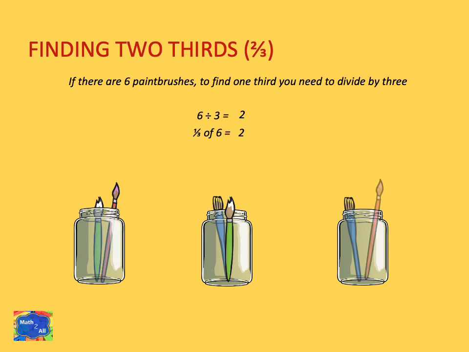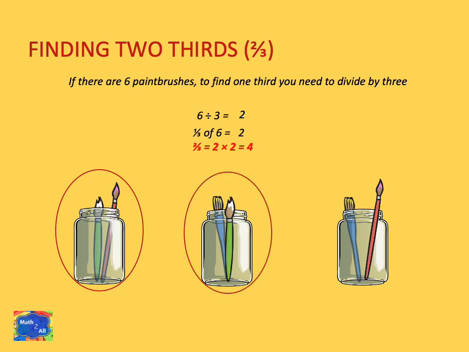Great. We agreed that 1/3 equals 2. To find 2/3, you need to multiply by 2. 2 multiply 2 equals 4. 1/3 equals 2. 2/3 equals 4. So 2/3 of 6 equals 4.